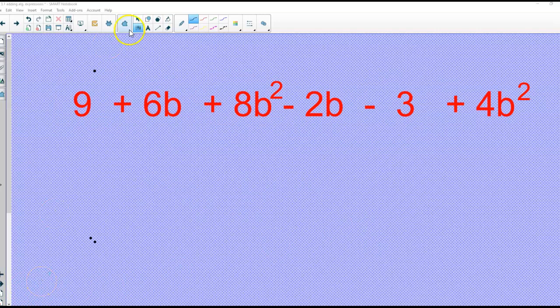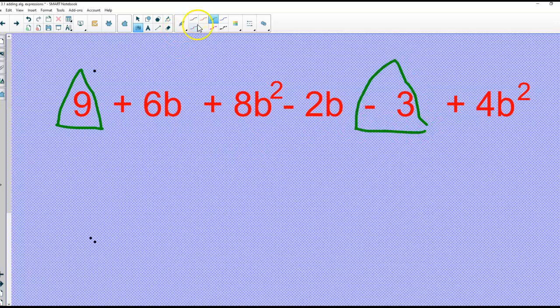Okay? All right, so again, my first step is to find my like terms. So in the front here, I see a constant. So maybe I put a triangle around this one. Okay? And I need to find another constant, if there is one, to match it up with, and we do have a minus 3. So I'm going to put a triangle around this one so we can tell that those two go together.